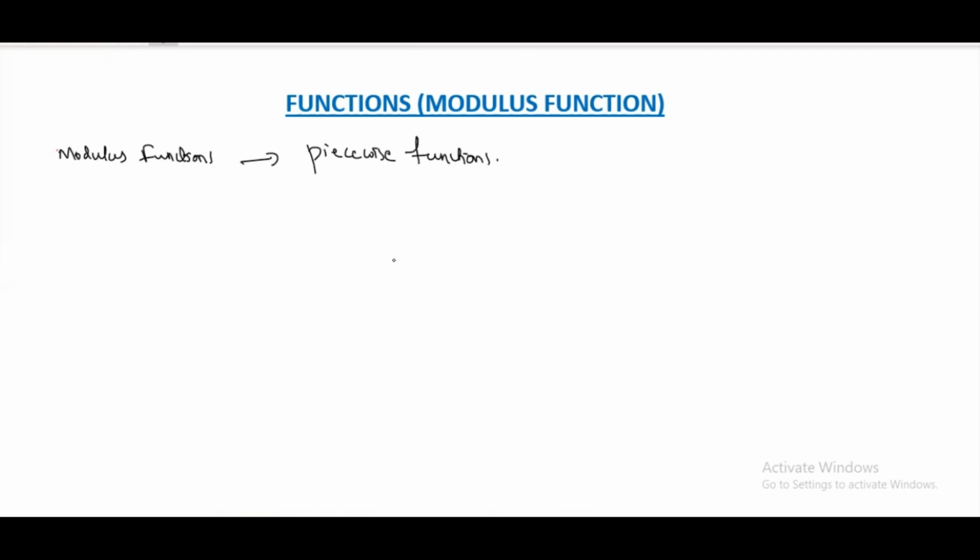The other name for this is absolute value function. So this is how we call it in different ways: modulus function, piecewise function, or absolute value function. So what is meant by modulus function? Let's understand it in the easiest way.